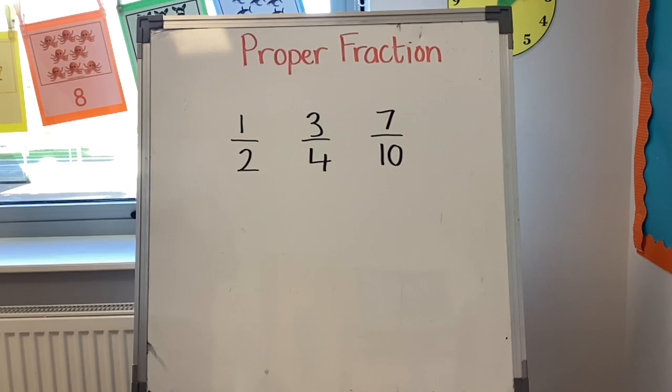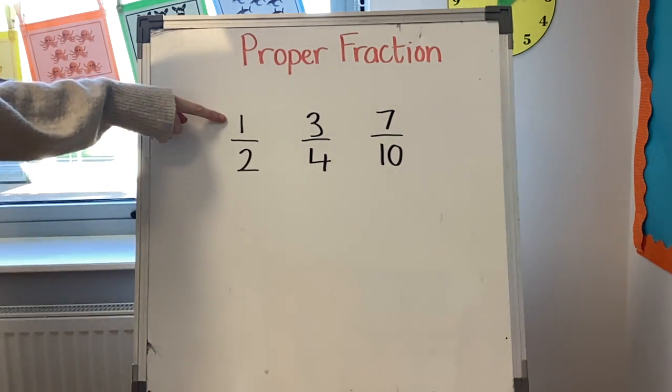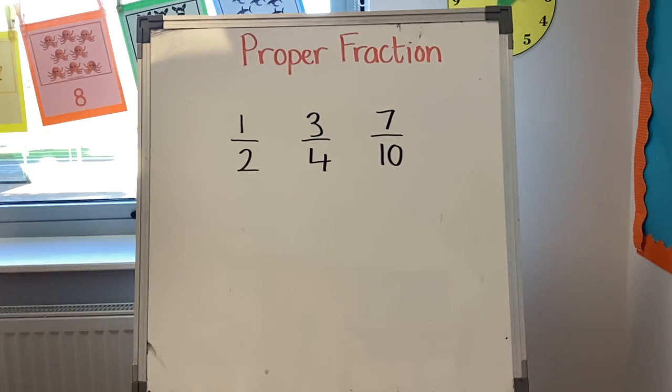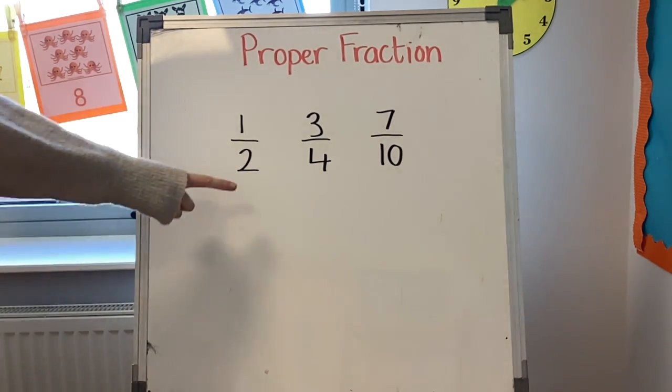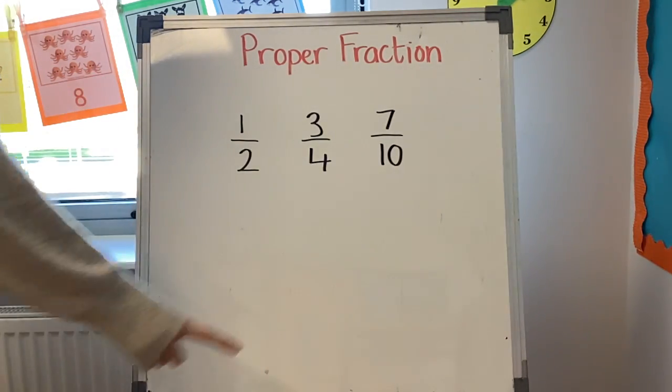The next thing we will discuss is the vocabulary of proper fractions, improper fractions, and mixed fractions. A proper fraction is a fraction as we usually see them, where the numerator is smaller than the denominator. So the number on the top is smaller than the number on the bottom, like in 1/2, 3/4, and 7/10.